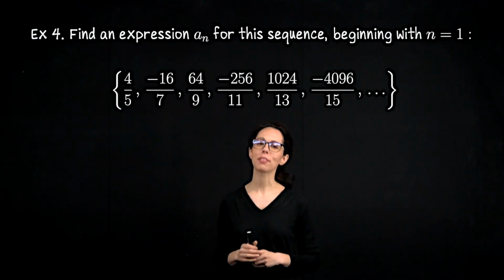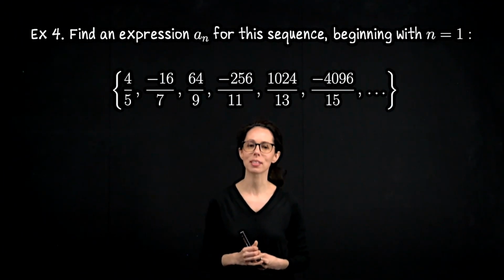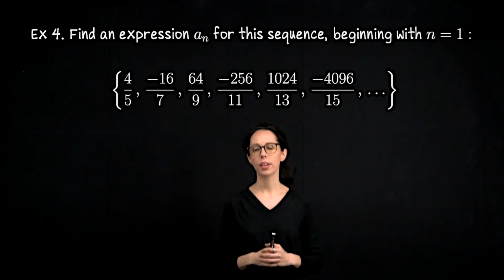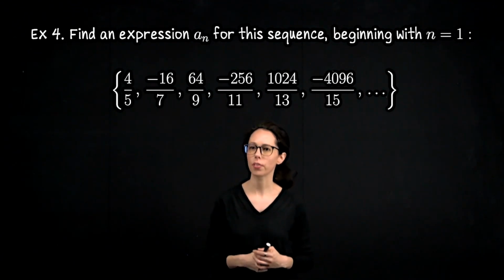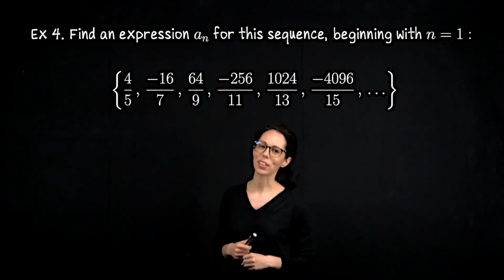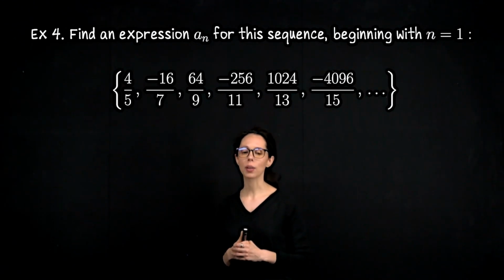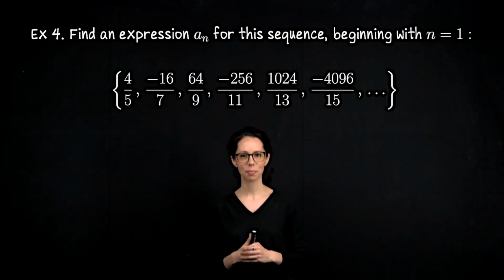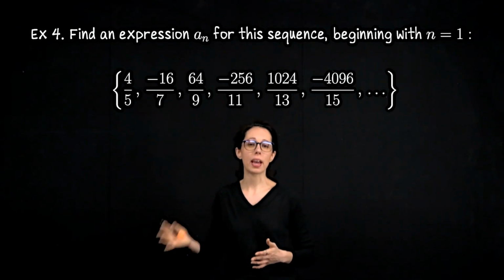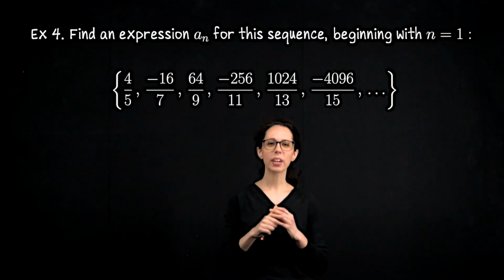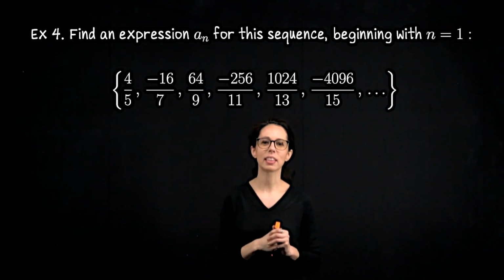Now let's find a formula for the nth term of this sequence, which starts with 4/5, -16/7, 64/9, -256/11, et cetera, et cetera. There's a lot more going on with this sequence than in the previous examples. What I'd like to do here is break it down piece by piece. We have different characteristics in the terms in the sequence.